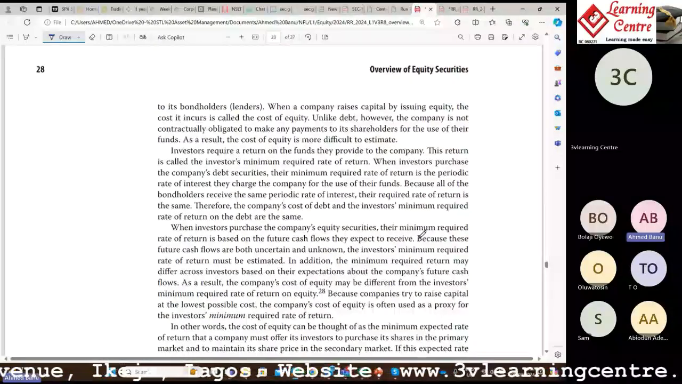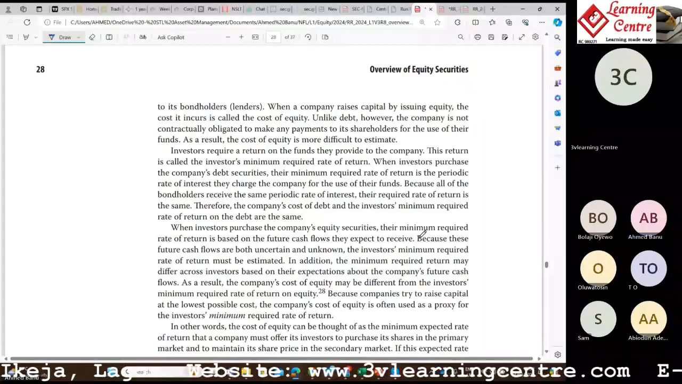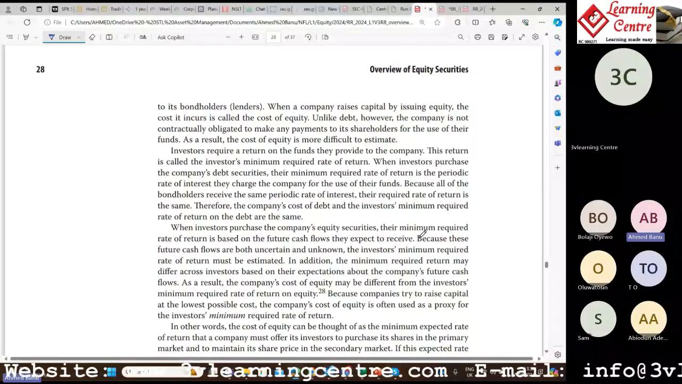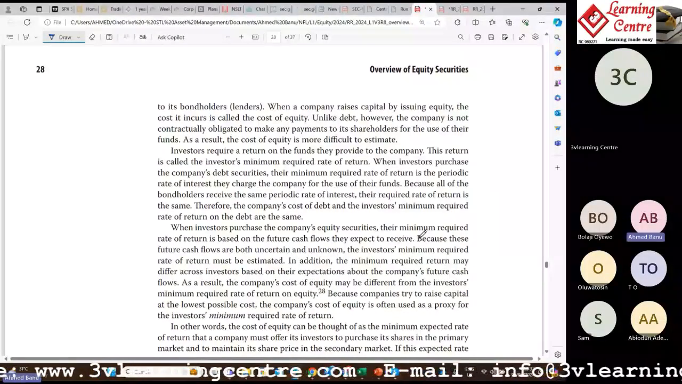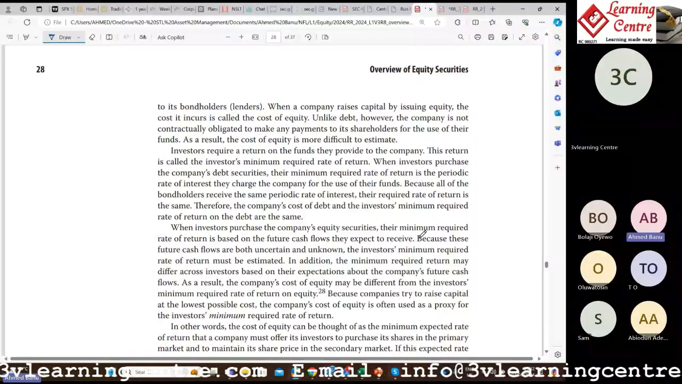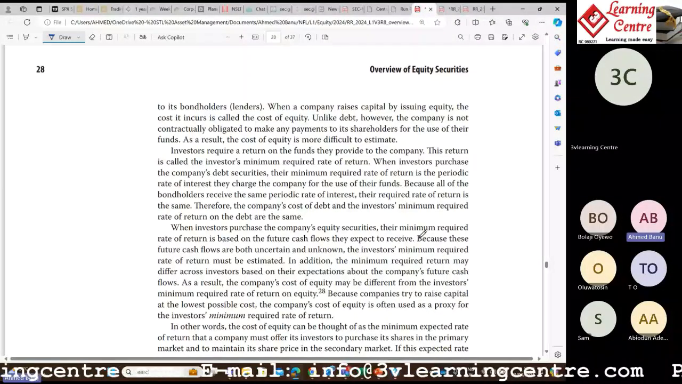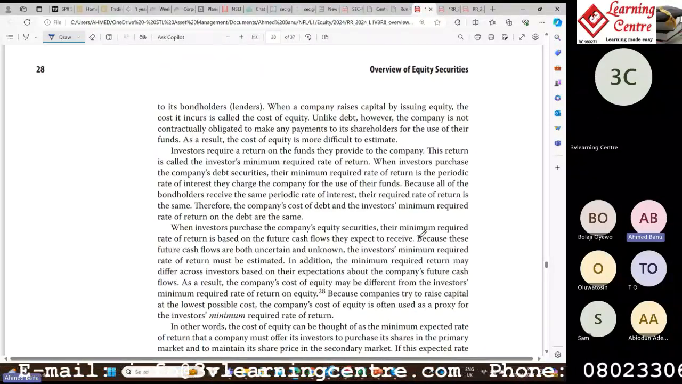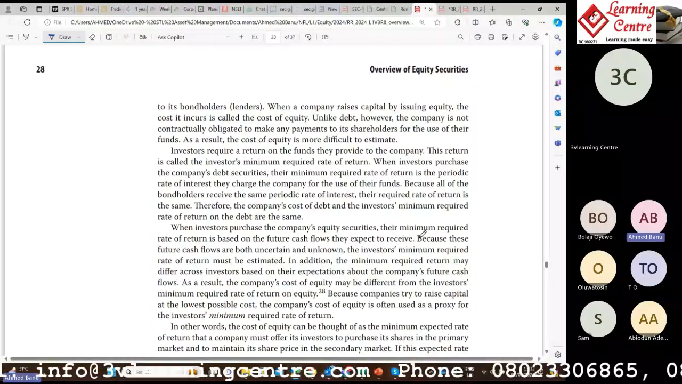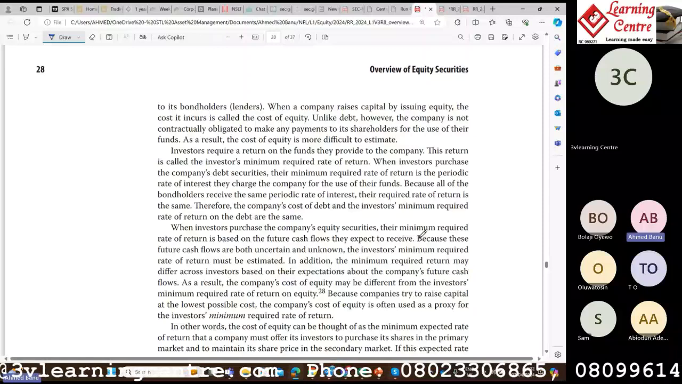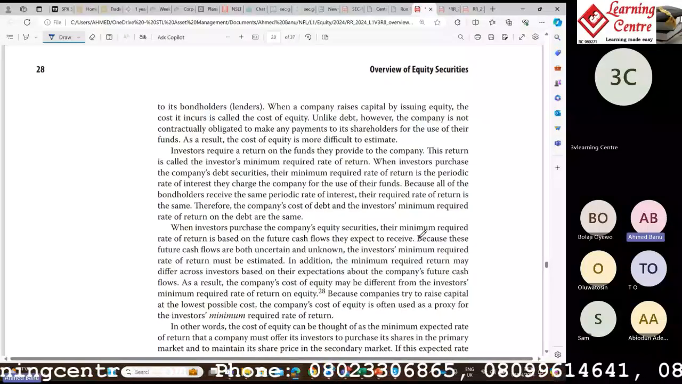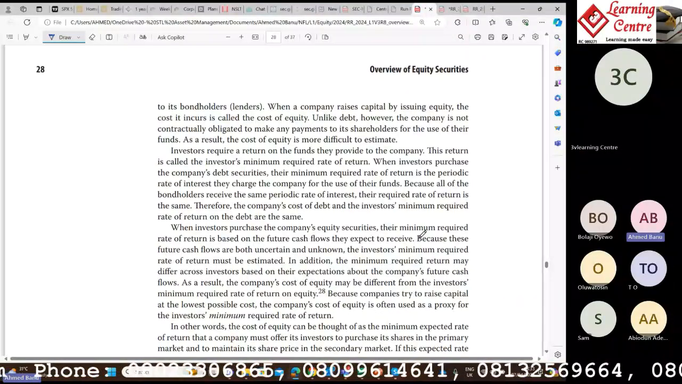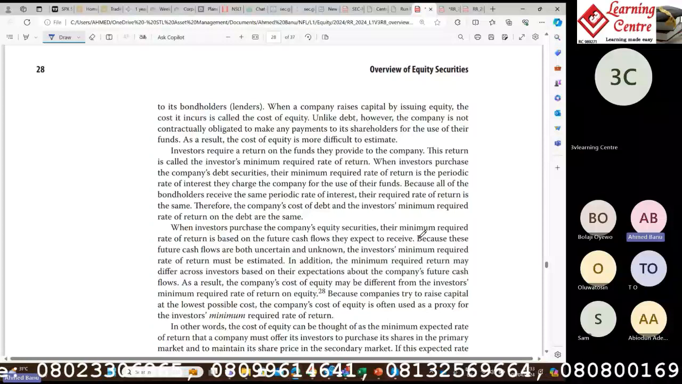Investors require a return on the funds that they provide to the company. And this return is called the investor's minimum required rate of return. When investors purchase the company's debt securities, their minimum required rate of return is the periodic interest that they receive. Because all bondholders receive the same periodic rate of return, their required rate of return is the same. Therefore, the company's cost of debt and the investor's minimum required return for debt are the same. However, for equity, they are not the same.